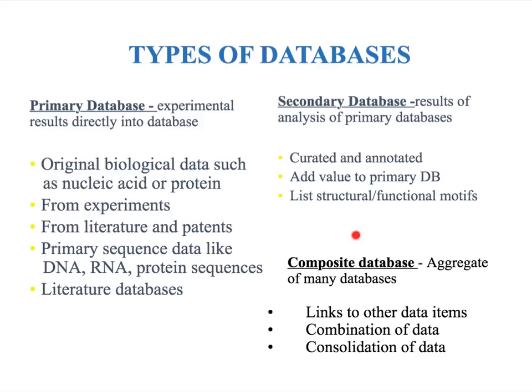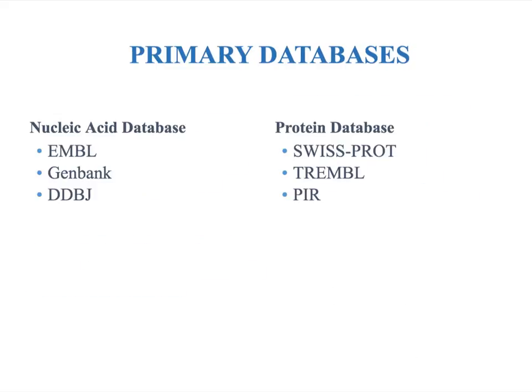Finally, a composite database is a database that aggregates many different databases. They interlink the data from different databases, and Entrez from NCBI is one of the examples. These are some examples of primary databases. For nucleic acid databases, GenBank and EMBL are the primary nucleic acid databases. For protein, people store protein information in Swiss-Prot.